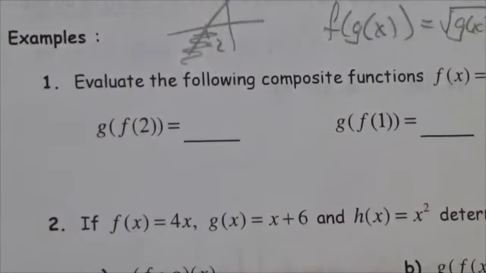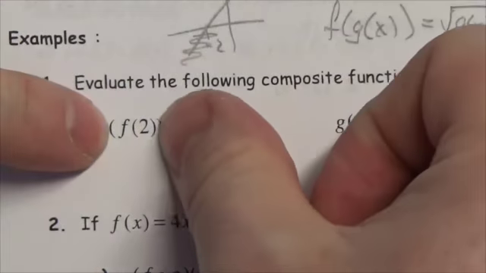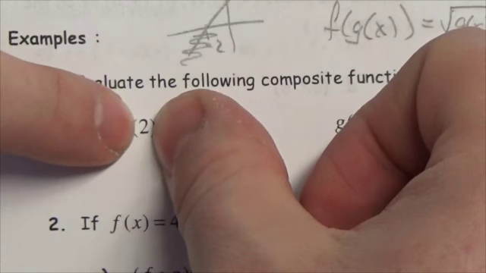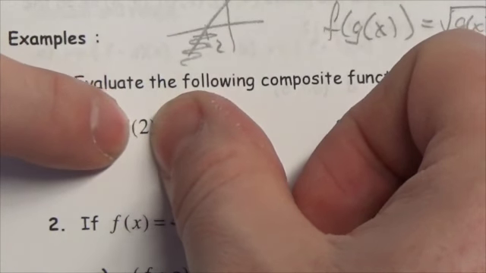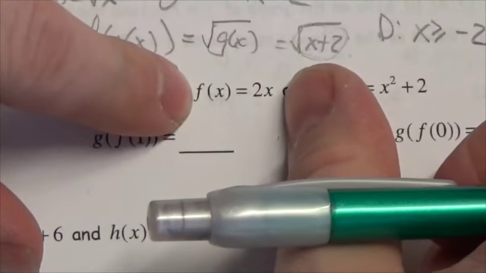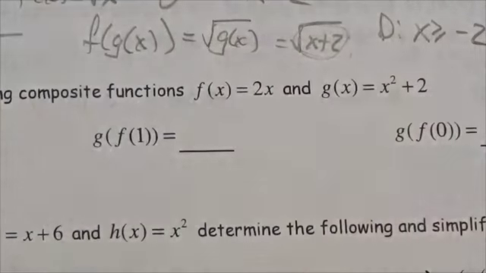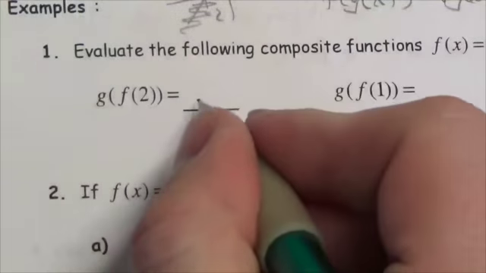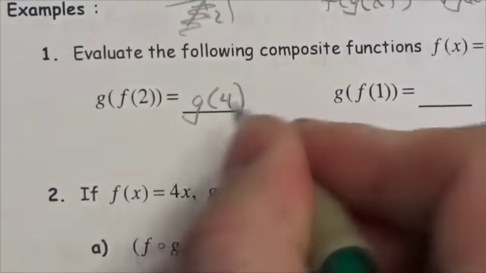Let's look at the f function here first. We have to look at what's inside the brackets, then look inside the brackets again. I've got a 2 in here, a 2 in f of x. If you plug 2 into this, the result is going to be 4. So this is the same as g of 4.